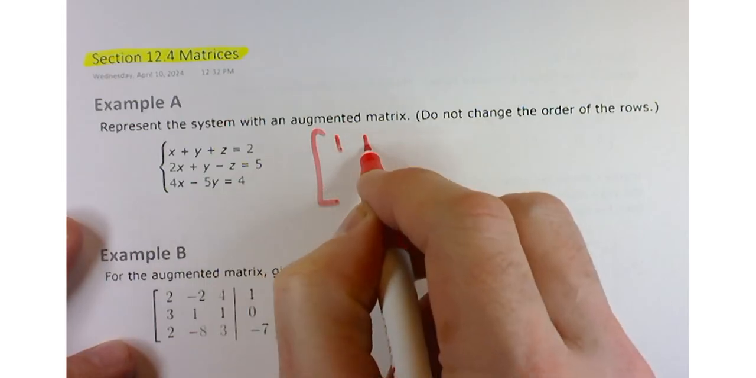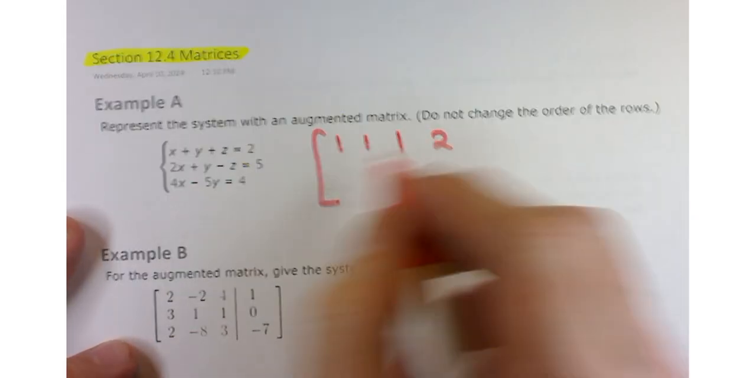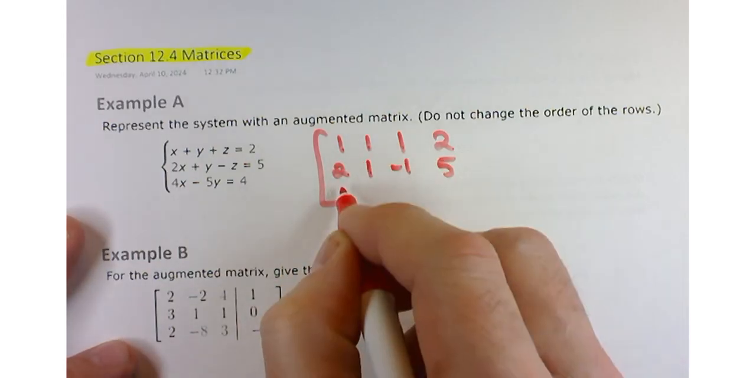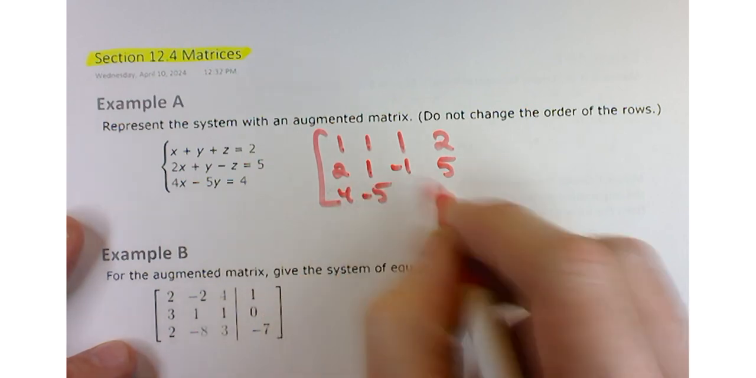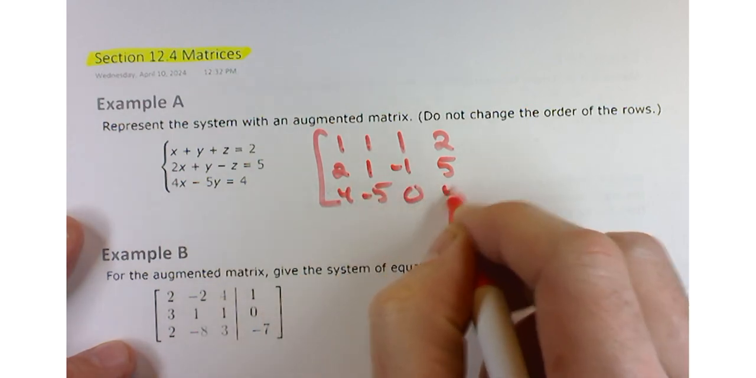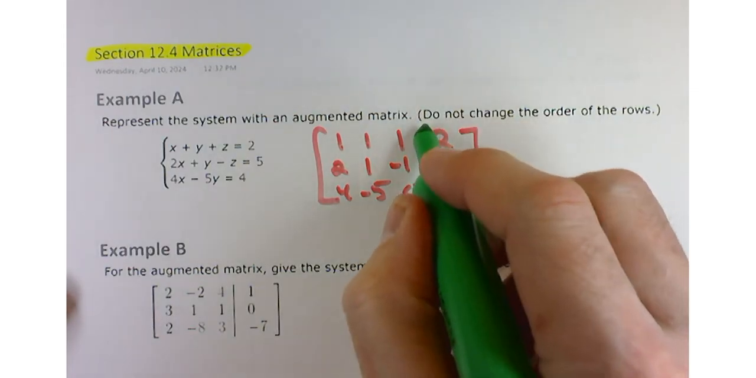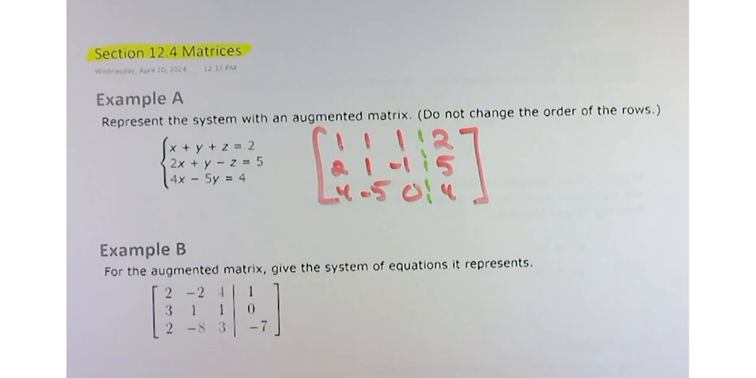1, 1, 2, 2. 2, 1, -1, 5. 4, -5, 0, 0, and then 4. That's a numerical representation of your system of equations, keeping in mind that the right-hand side is really the constants on the right-hand side of your system of equations. Now you've written this as a matrix, which is nice. It's the first step in being able to solve these on a graphing calculator.